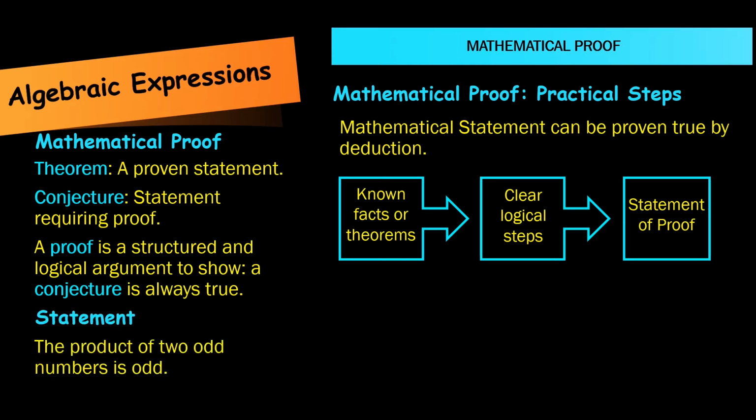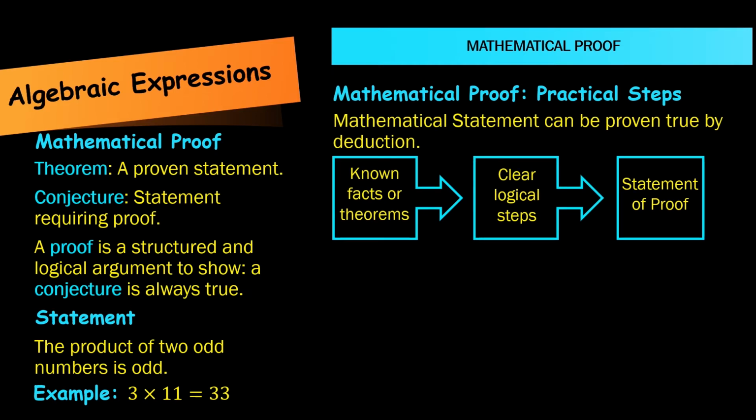So, for example, we state that the product of two odd numbers is odd. An example of this might be that 3 times 11 is 33. 3 is odd and 11 is odd, and of course the resulting 33 is also odd. However, how do we prove this more generally? Let's prove this statement.